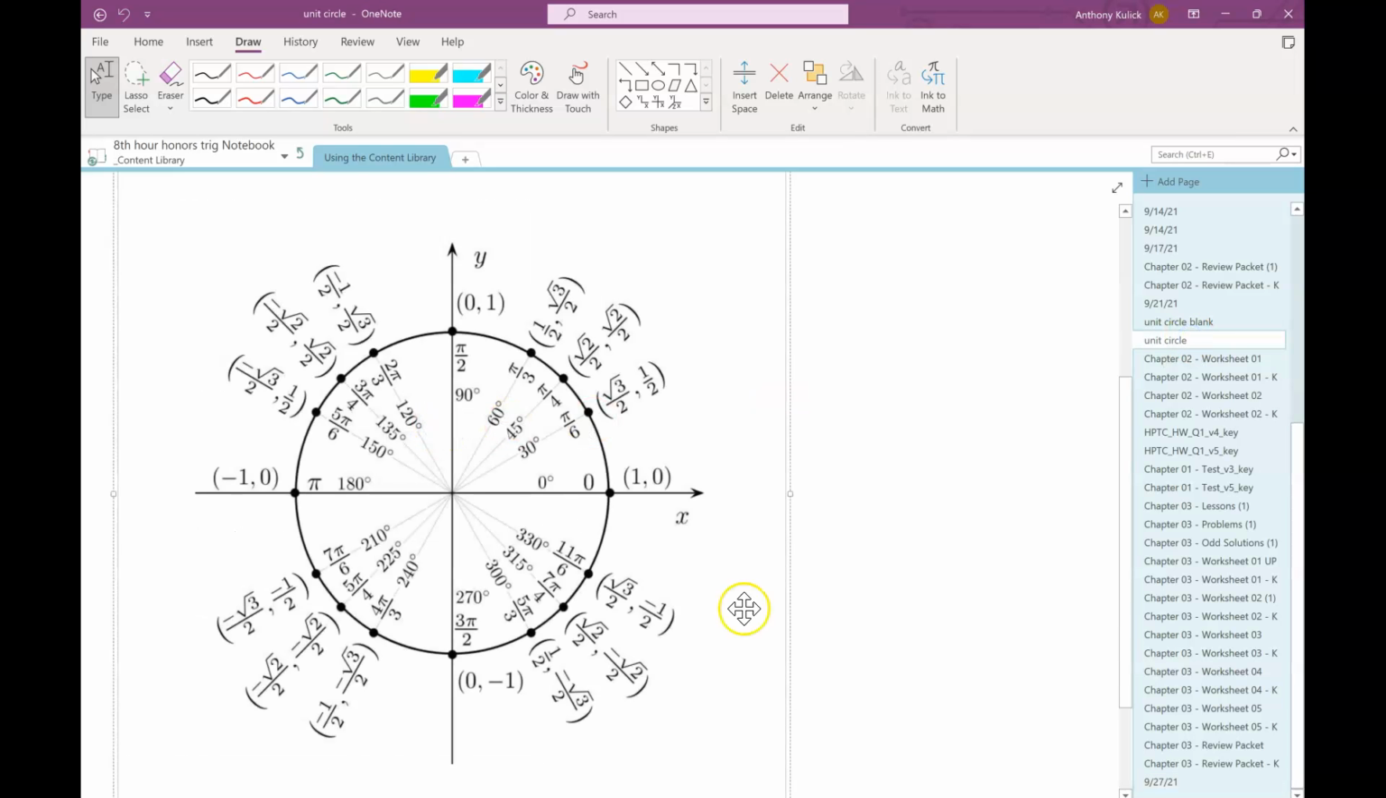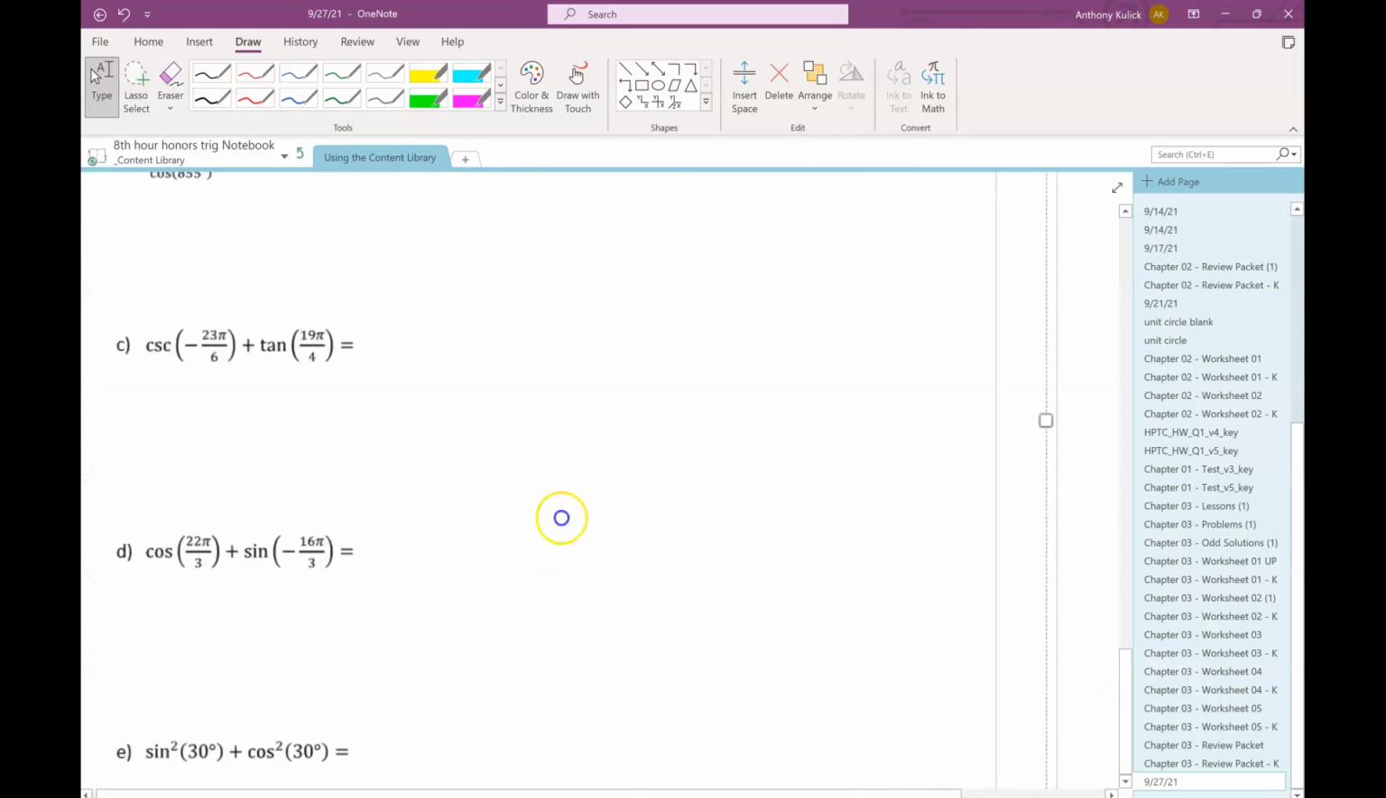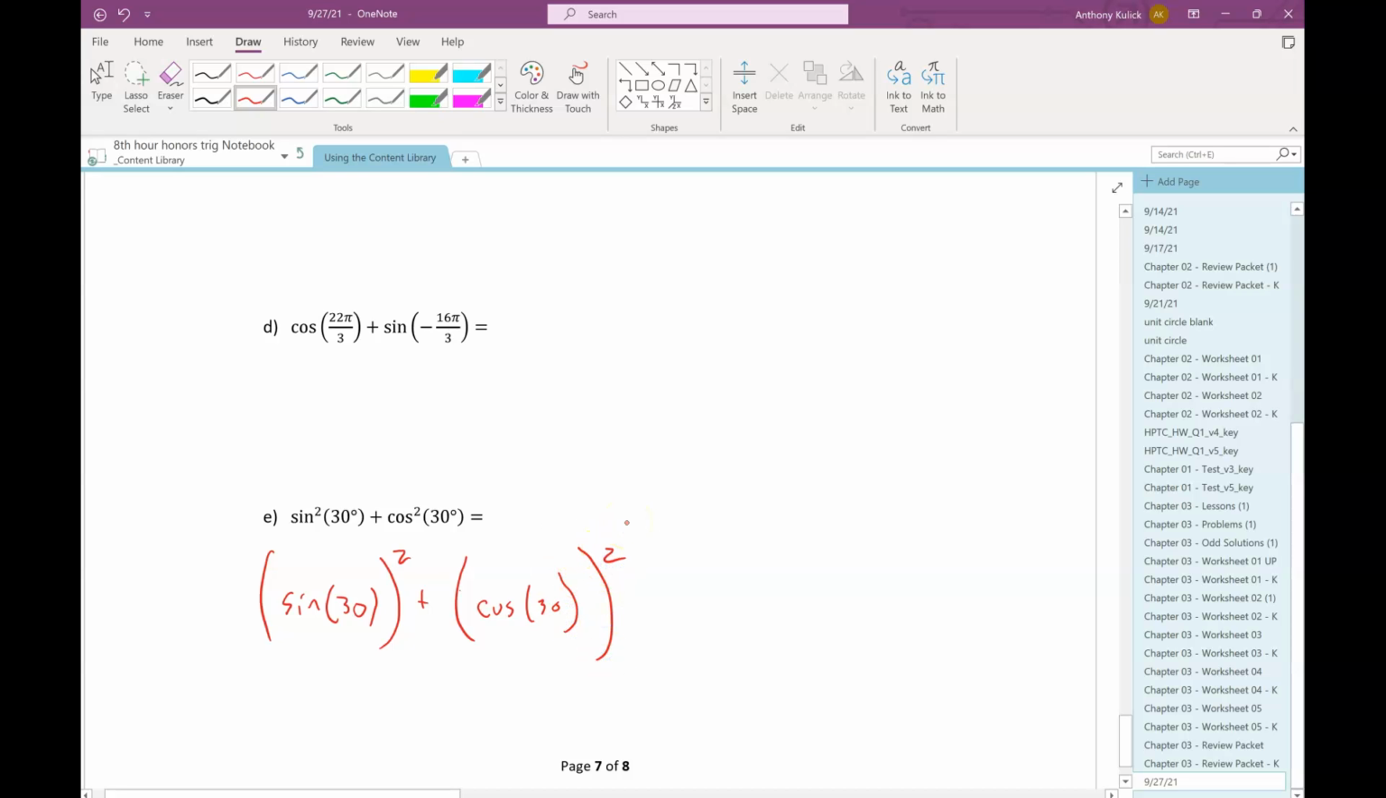And I'm going to need a unit circle to do this. So I'm just going to drop that in right next to it. Okay. So you're talking about this one, right? So the question becomes, how do I deal with these squareds? So sine squared 30 is the same thing as sine of 30 squared. So to do this, I'm going to go to my unit circle and find 30 degrees.